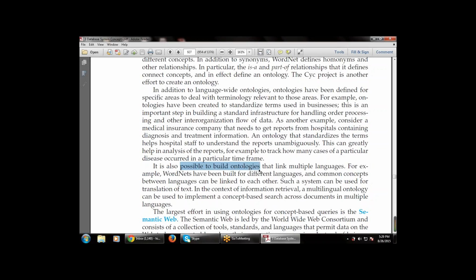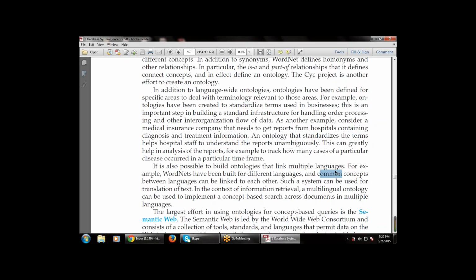It is also possible to build ontologies that link multiple languages. For example, WordNets have been built for different languages, and common concepts between the languages can be linked to each other. So whatever the concept, whatever the languages, they are defined through the different concepts and used to define the various terms.